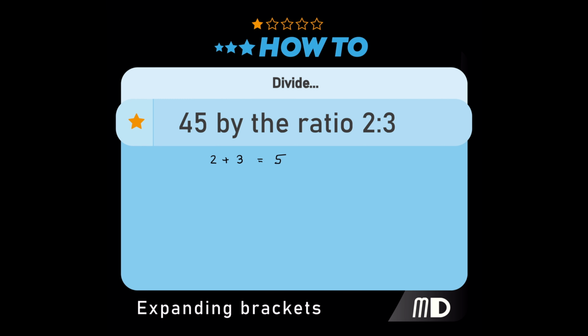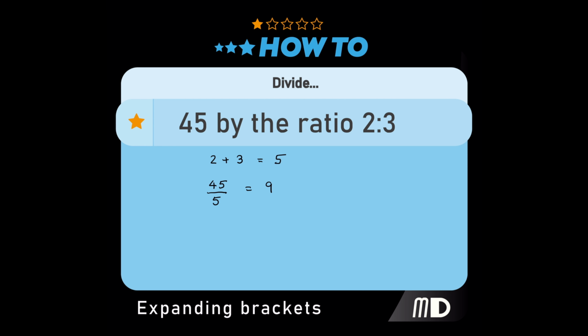Next, we need to divide the amount given to us, which is 45, by the sum of the digits in the ratio, which was 5. And 45 divided by 5 is equal to 9.